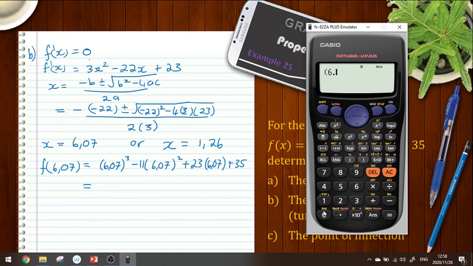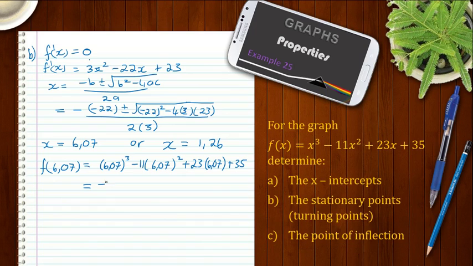So that's 6.07 cubed minus 11, 6.07 squared plus 23, 6.07, and then plus 35. Okay, so this gives me negative 7,04 if I round off to 2 decimal places. So we've got negative 7,04. And then for the other x coordinate, we substitute in 1,26.